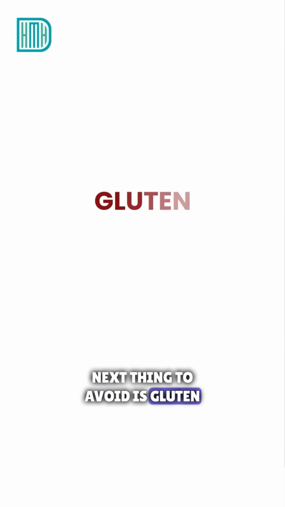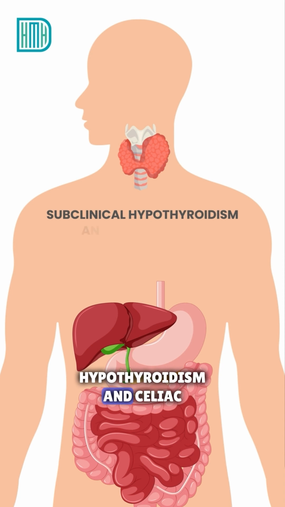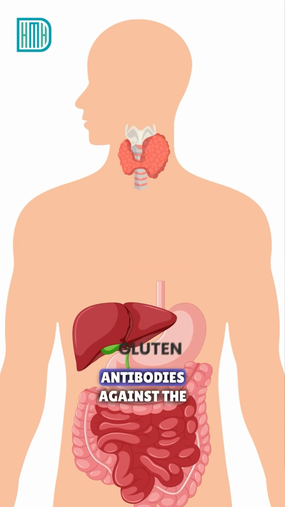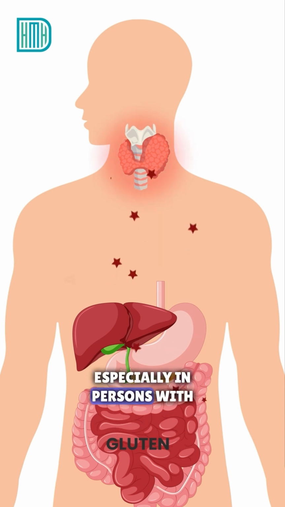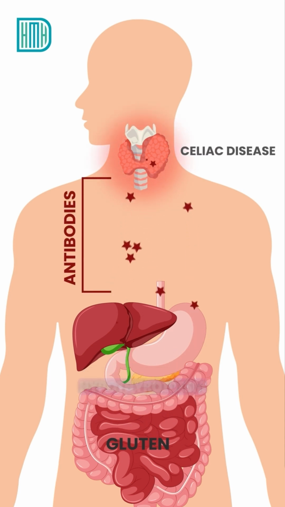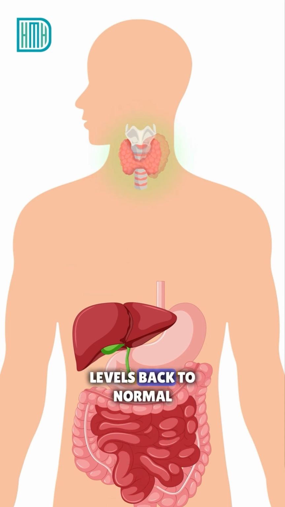Next thing to avoid is gluten, mainly wheat and barley. Because if a person has subclinical hypothyroidism and celiac disease with it, this gluten will start producing antibodies against the thyroid gland, especially in persons with celiac disease. So, if a person has celiac disease as well as subclinical hypothyroidism, having a gluten-free diet for a year may bring your thyroid levels back to normal.